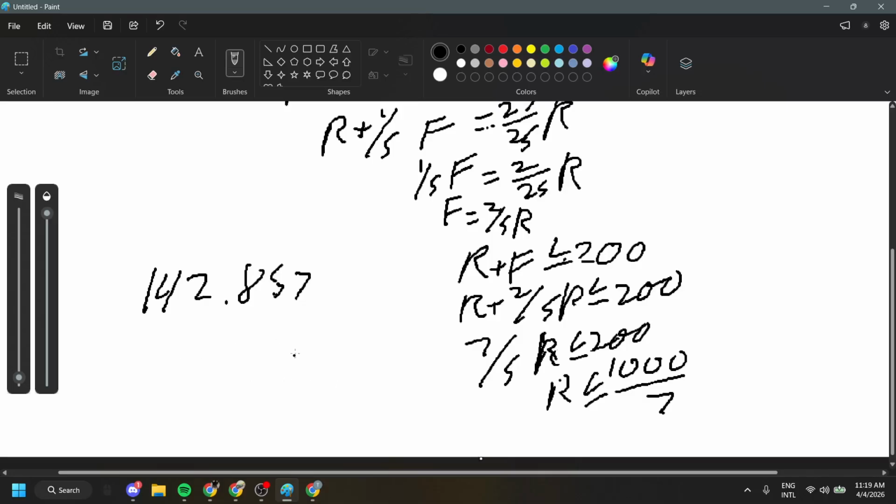So 140 is equal to R, because that's the closest multiple of 5 that's less than 142.857. I think that's the expansion.